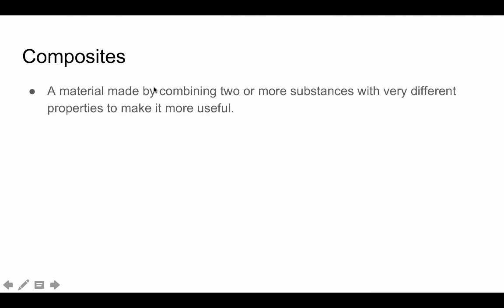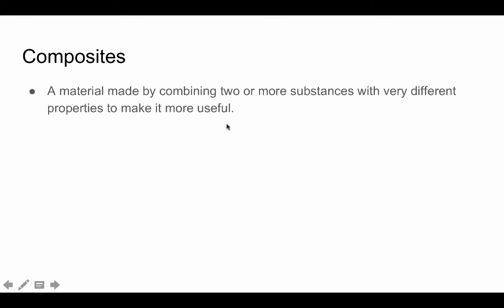So the last thing to consider is what happens when we put different materials together. When you put different materials together, you form a composite. A composite is a material made by combining two or more substances with very different properties to make it more useful. So composite materials, while made of different substances, have properties of all the original substances that were used to make it.